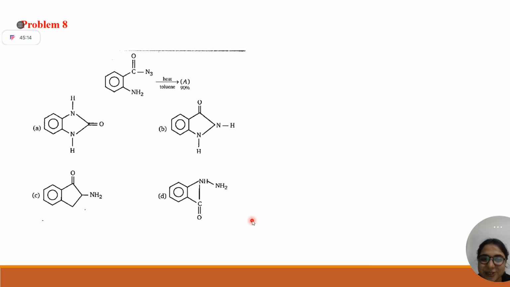If clear, this is not based on the previous problem. This is a new one. Tell me the intermediate involved in this reaction.